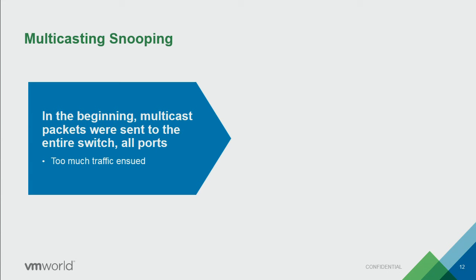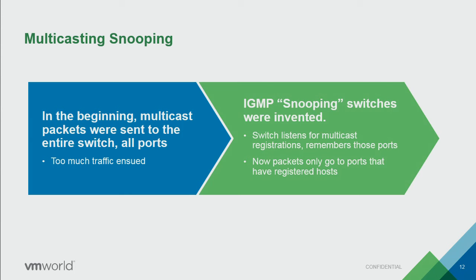Switches originally didn't do that. That was reserved for routers. Routers were the only ones that did that, and they wound up flooding a whole switch and a whole L2, because all that multicast traffic was just too much. And so now the switch remembers those ports.